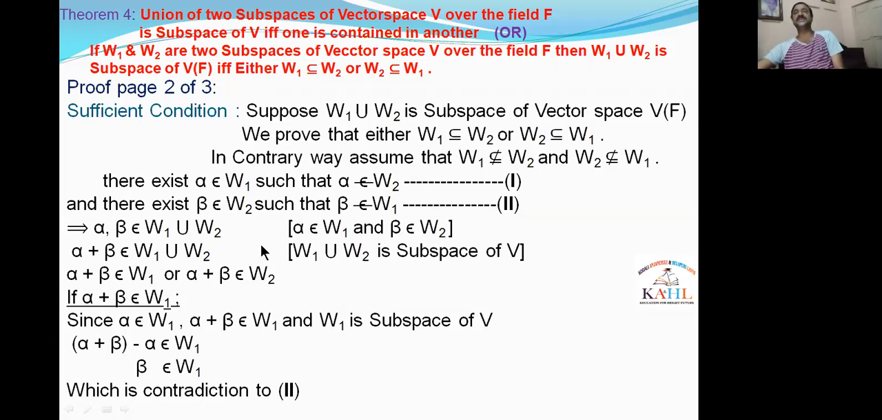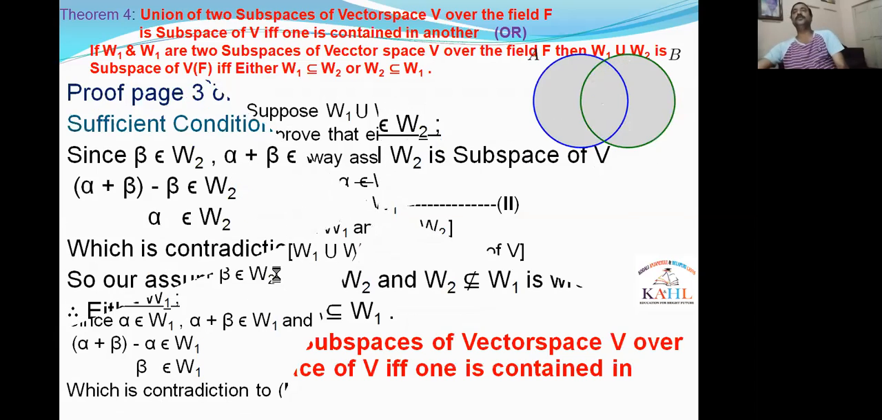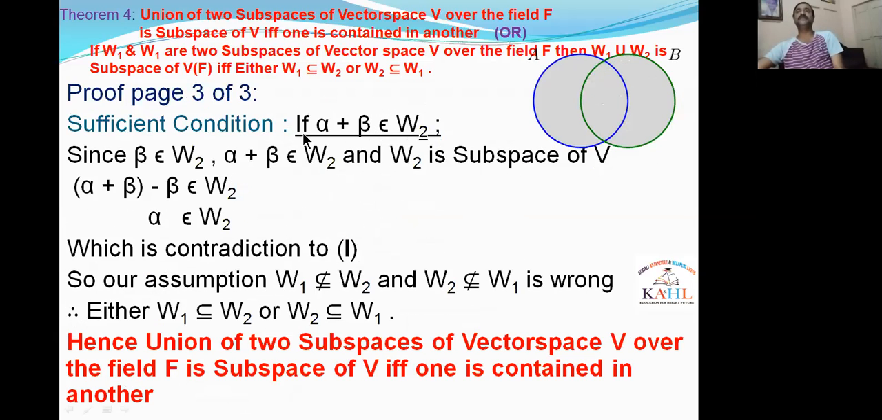There is another way. That is, if alpha plus beta belongs to W2. Now we are going to that way, if alpha plus beta belongs to W2.